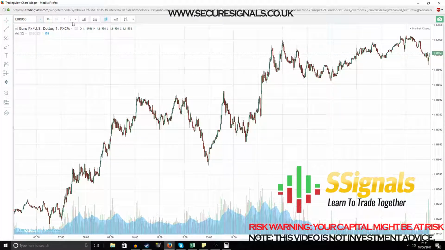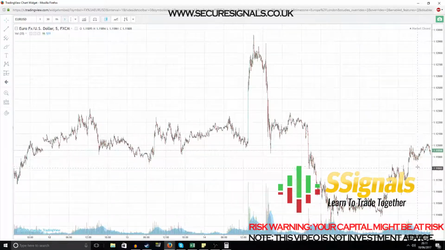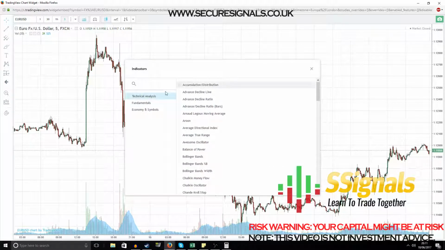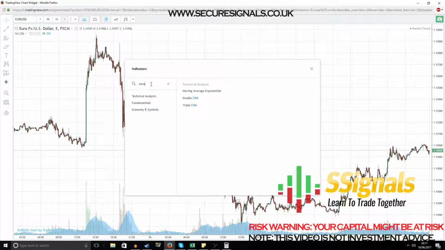Okay, as you can see, we've got an empty chart here of Euro USD. If I quickly put it onto 5 minutes, as you can see, Euro USD, each candle is representing 5 minutes, etc. There's no indicators on at the moment, it's just candlesticks. So if I quickly put on some indicators, so click up here, I'm going to use exponential moving averages. So if I type in EMA, you can find it here, moving average exponential.